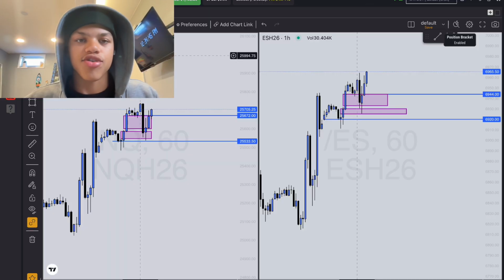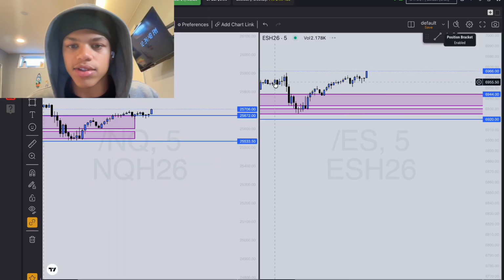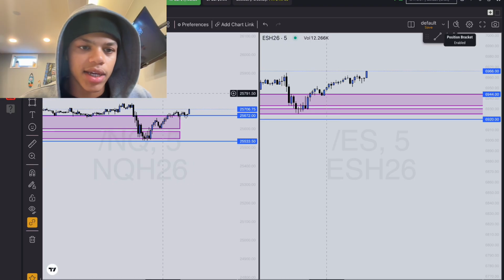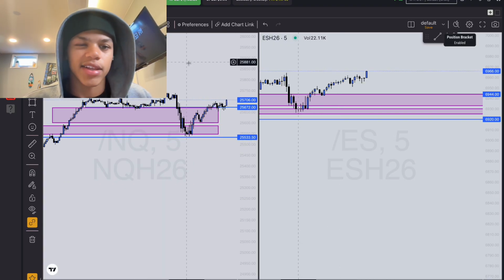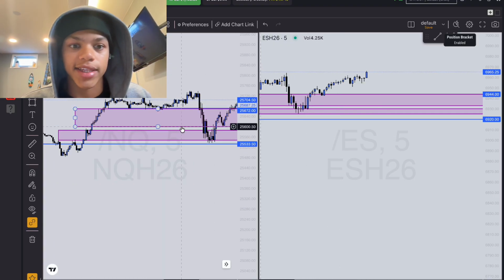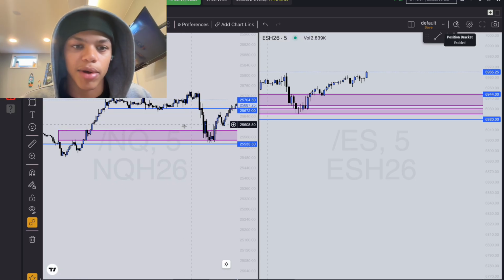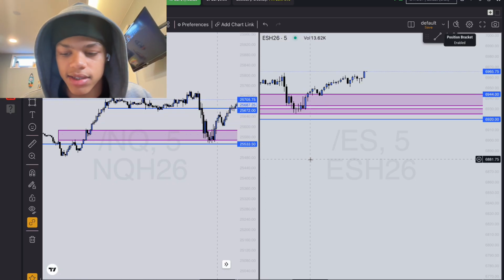Now let's hop into our more general analysis. So I'm going to go into the 5 minute time frame here, and I'm going to get rid of these gaps just so they don't mix us up. But no, we want to target these gaps for the day. So that's why I marked them out. I'll keep this one so you guys can see.